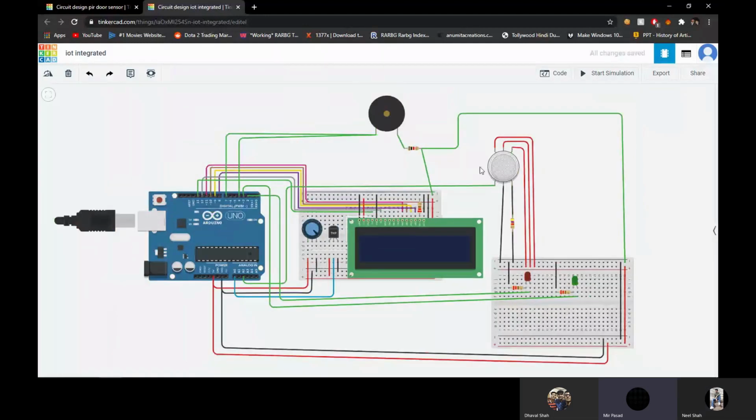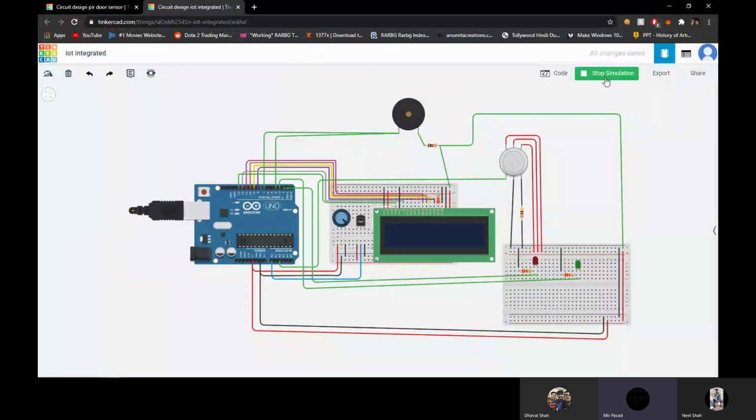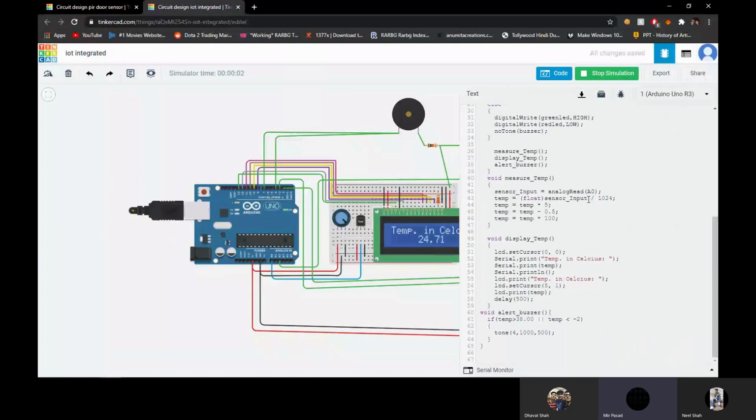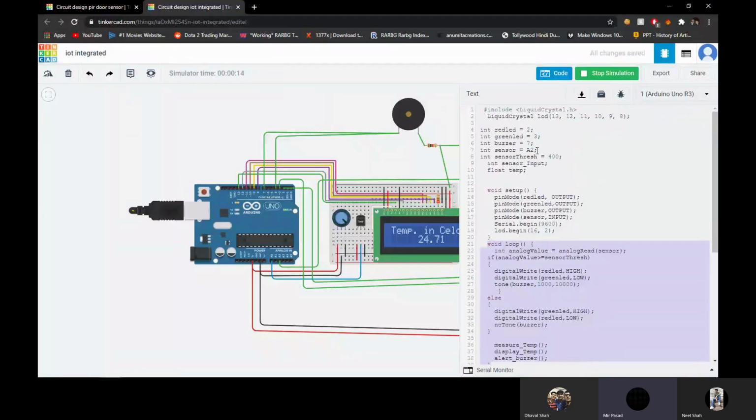We will now go to the code part. The code consists of basically two main functions. One is the loop function. In the loop function, we have assigned a sensor, that is the A2 pin of the Arduino. The analog value will be read by the gas sensor and given to the Arduino. We have also set a sensor threshold value, that is 400.